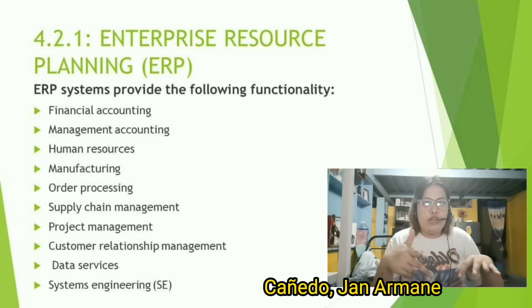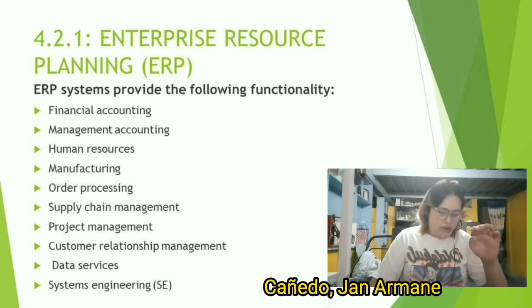And next is manufacturing. This covers engineering, bill of materials, work orders, scheduling, capacity, workflow management, and quality control. Then order processing. This is order to cash, order entry, credit checking, pricing, available to promise, and also inventory and shipping. And then supply chain management, which includes supply chain planning, supplier scheduling, product configurator, and order to cash. Also we have project management, which covers project planning, resource planning, project costing, and work breakdown. Also customer relationship management, which covers sales and marketing, also commissions.